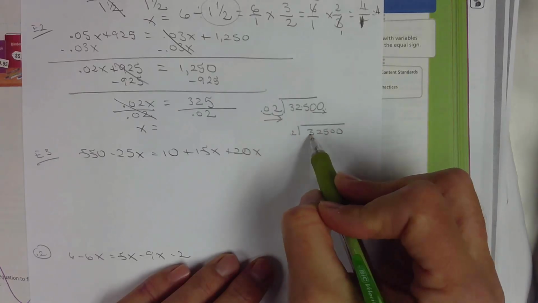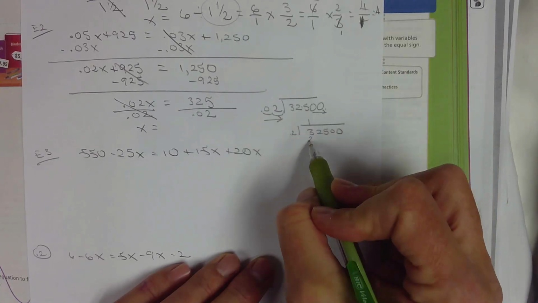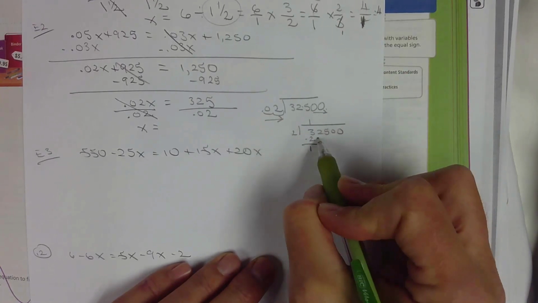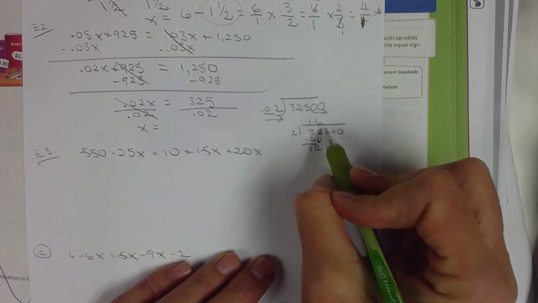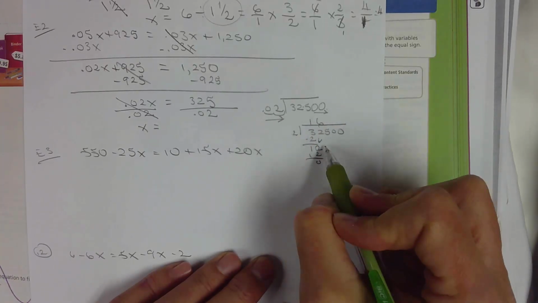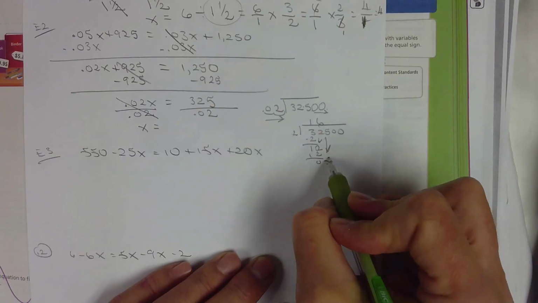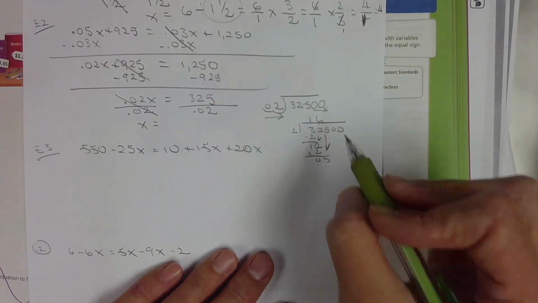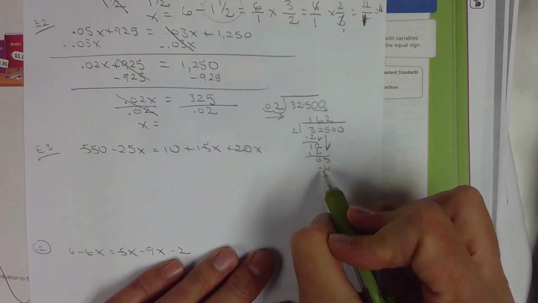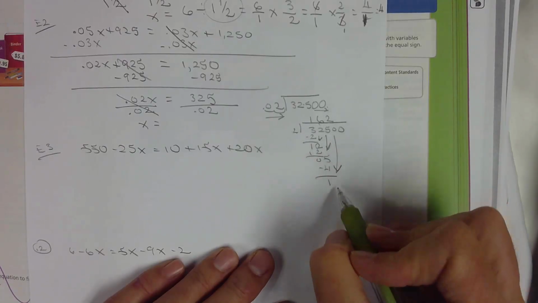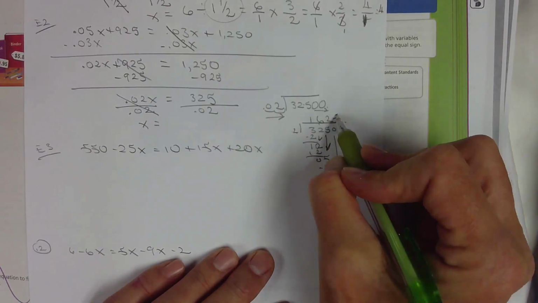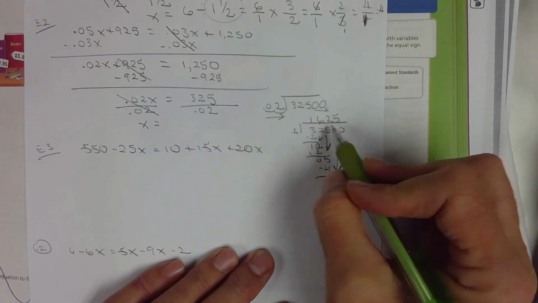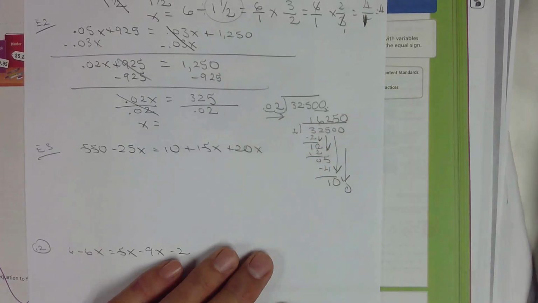So 2 goes into 3 how many times? Once. What's left over? 1. Bring down the 2. 2 goes into 12 how many times? 6 times. Nothing left over. Bring down what? The 5. 2 goes into 5 how many times? Twice. 4. 1 left over. Bring down the 0. 2 goes into 10 how many times? 5. Bring down the 0. How many times does 2 go into 0? 0 times. There we go.